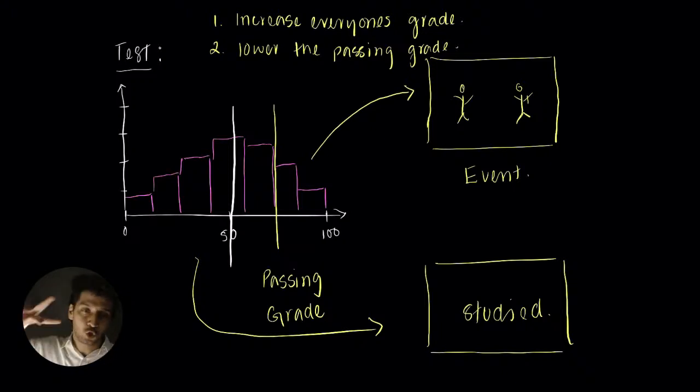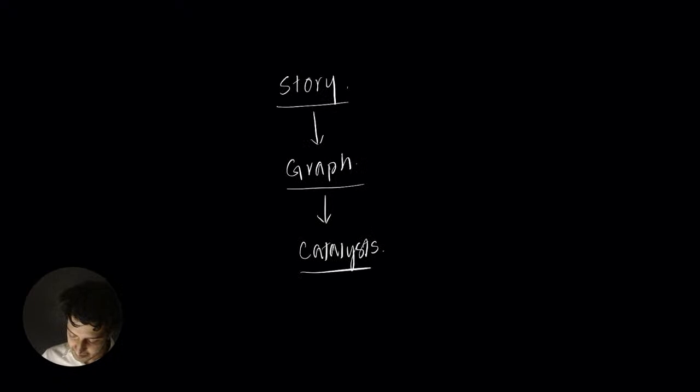Does this make sense? Two ways to change the amount of people who pass. Do you guys understand this logic? Perfectly clear? Makes absolute sense? Okay. So this was my story, and we had an idea about graphs. Let's go and talk about catalysts. You guys ready?